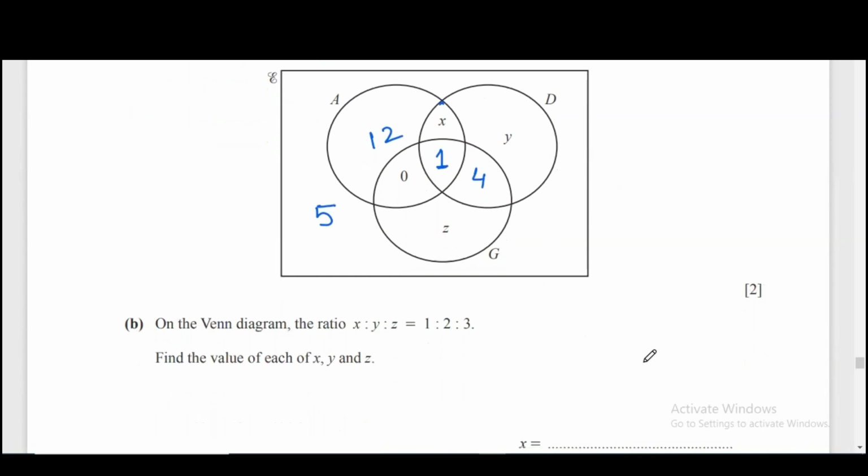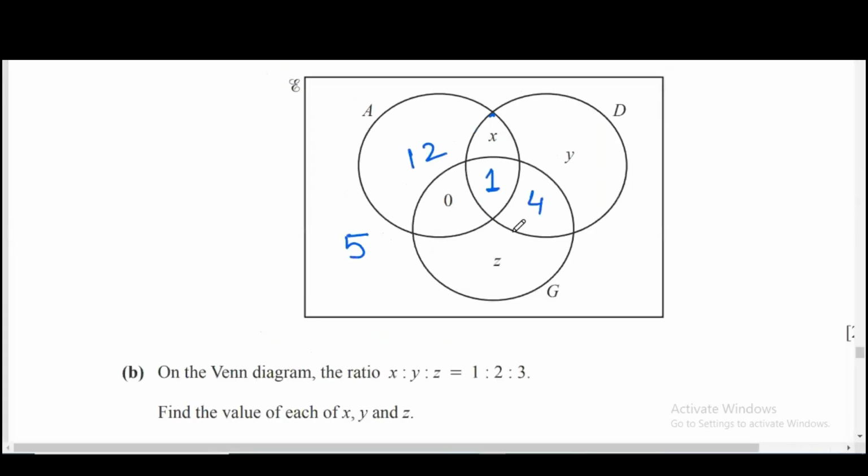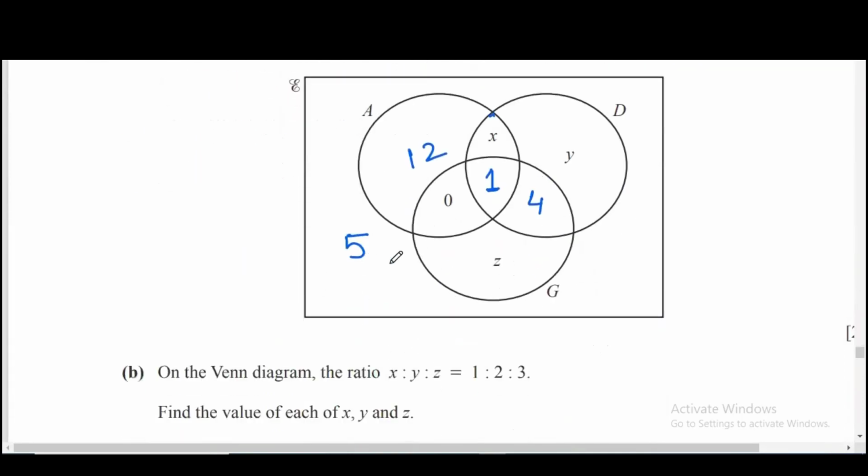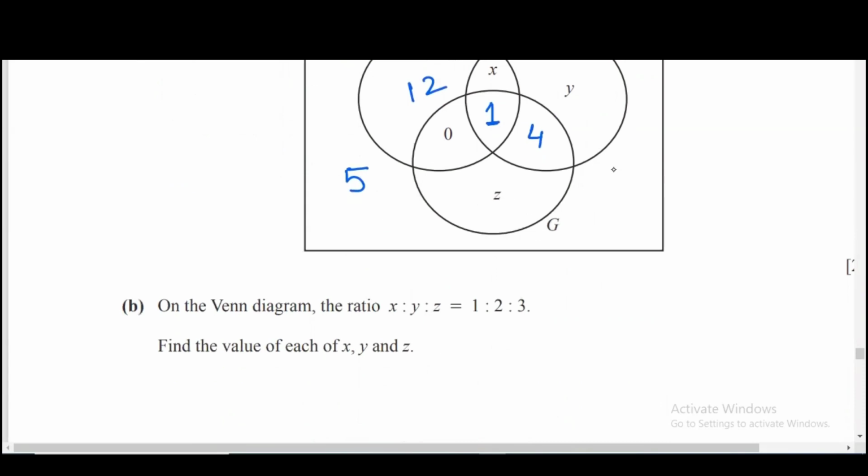Now move on to part B. In part B, on the Venn diagram, the ratio x to y to z equals 1 : 2 : 3. Find the values of each of x, y, and z. So what will you do? You have to find how many students there are. Look at the question: there are 40 students. So the first step is to find the sum of x, y, and z.